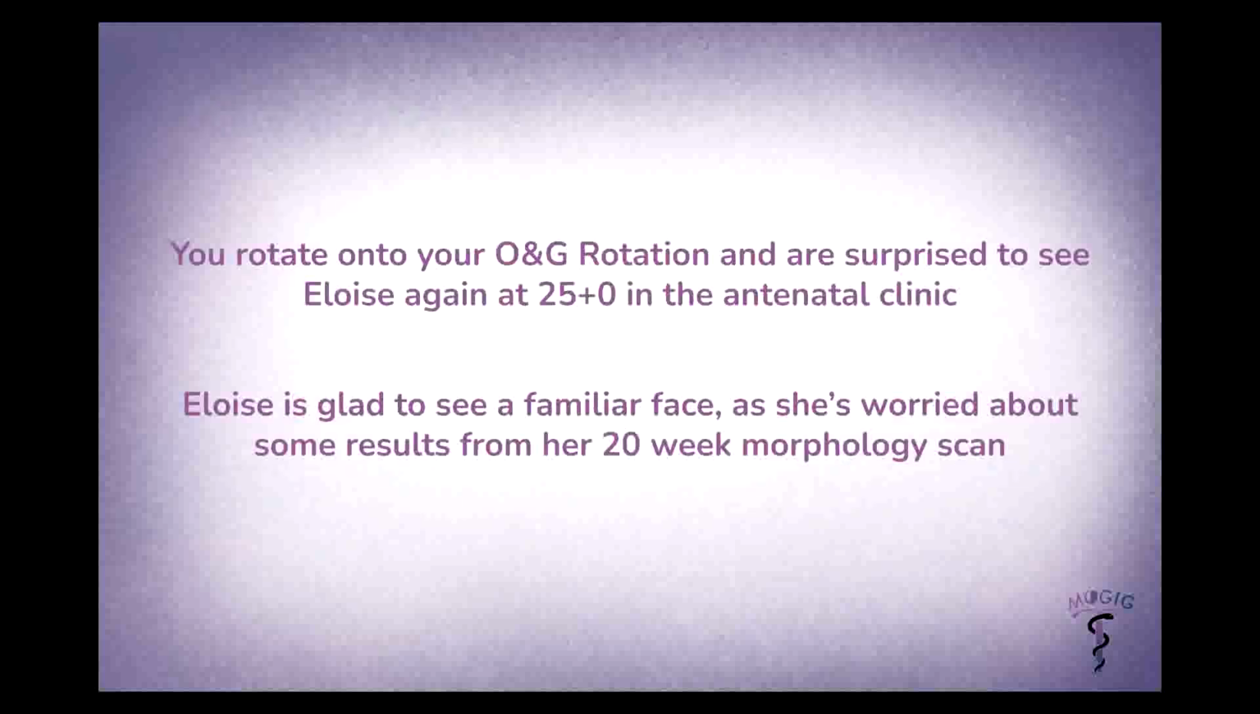You rotate onto your O&G rotation and are then surprised to see Eloise again at 25 weeks in the antenatal clinic. Eloise is happy to see a familiar face, but she's a bit worried because apparently some results came back abnormal from her 20-week morphology scan.